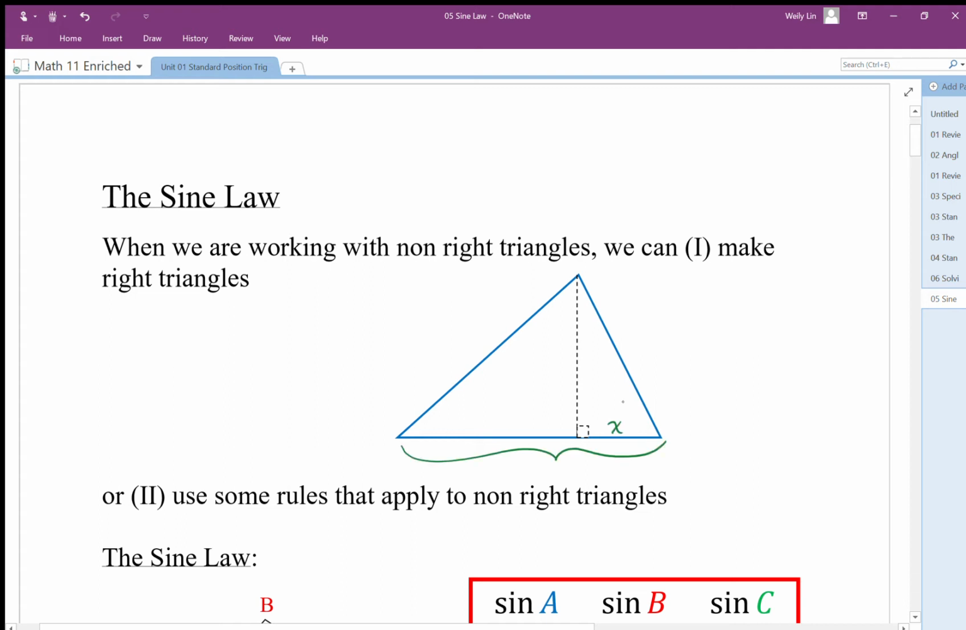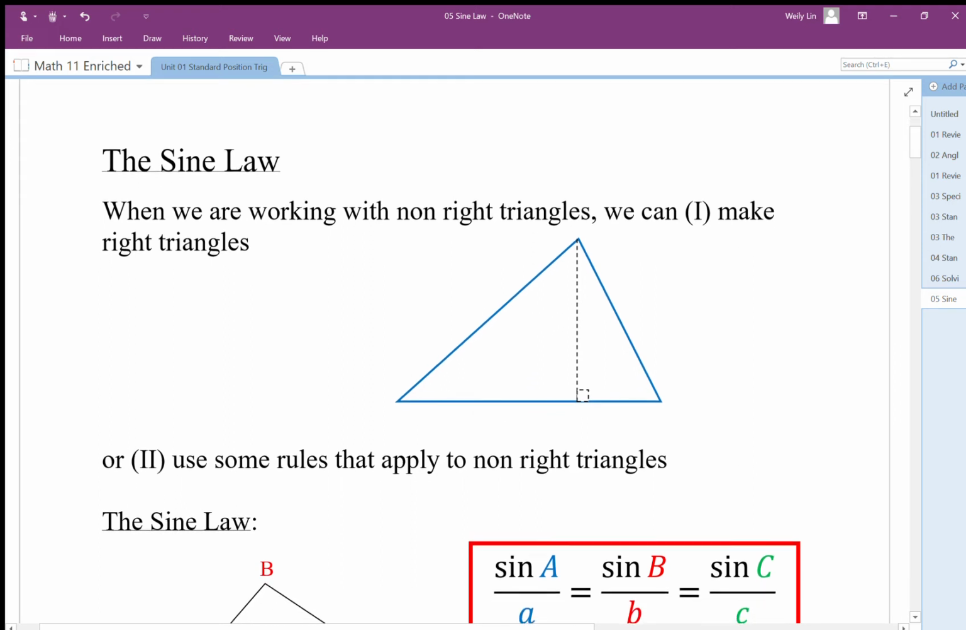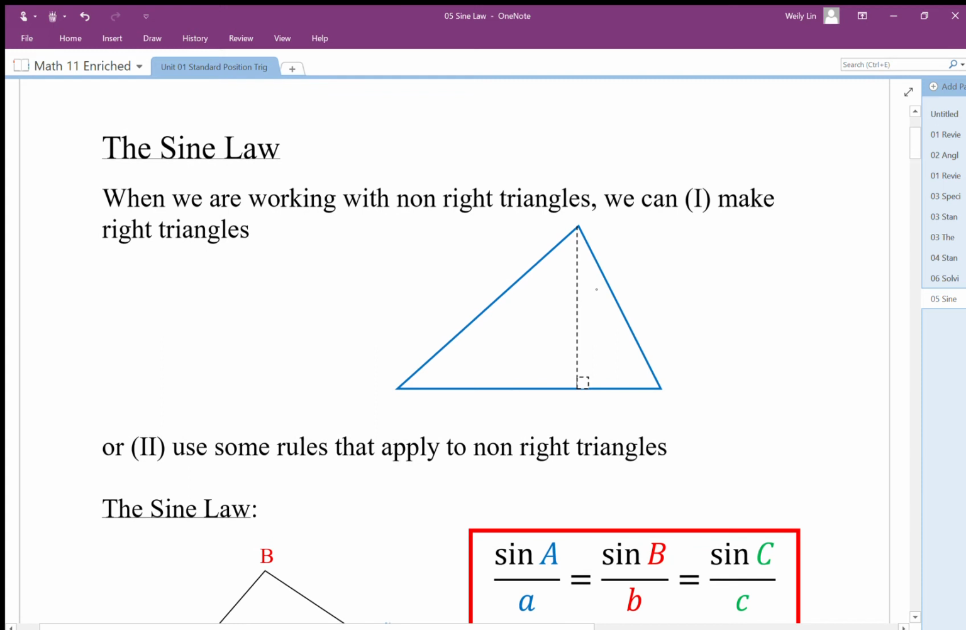For example, it could be x and y, or, let's say the length was 10, it'd be x and 10 minus x. So you'd have to split up this base part. So what we're going to do is develop a law that allows us to do this without having to split up the base.